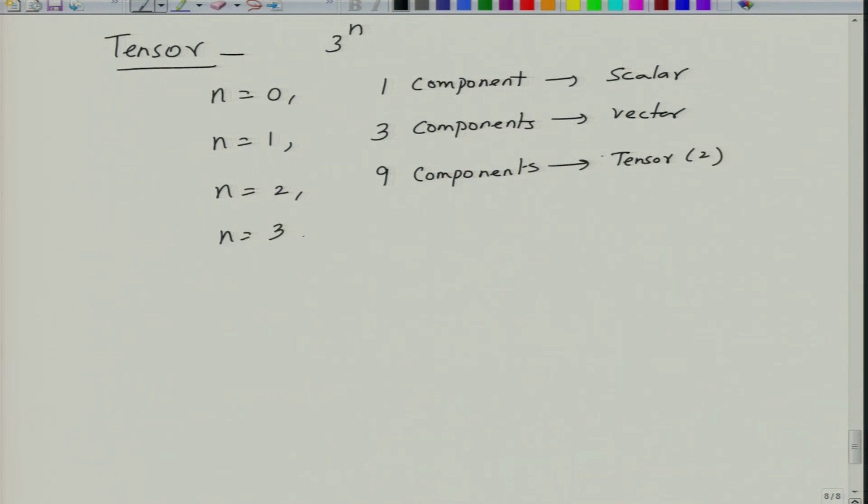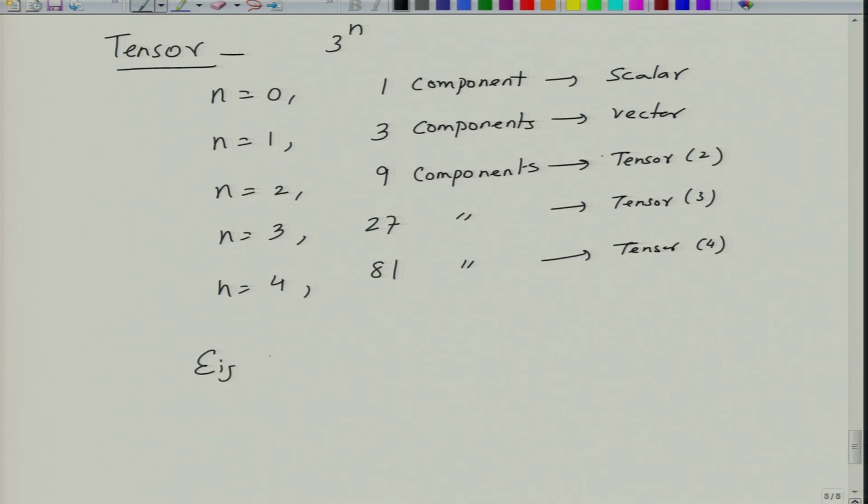When you go to n is equal to 3, you will have 27 components, and then it will be a tensor of rank 3, and generally we see up to n is equal to 4, which is 81 components, and this will be a tensor of rank 4. So, this is how these will be. So, when you see something like epsilon ij, it is basically a tensor of rank 2. Okay. So, this is what it will be.